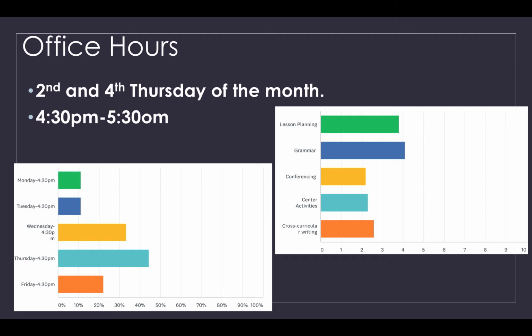I've included the graphic from my survey detailing the most requested office hours topics. As you can see, more people are interested in discussing grammar and lesson planning. So consequently, I've allotted time for this unit to really spend discussing those two elements of the writing process. So for the next few office hours, be on the lookout for grammar and lesson planning type ideas.